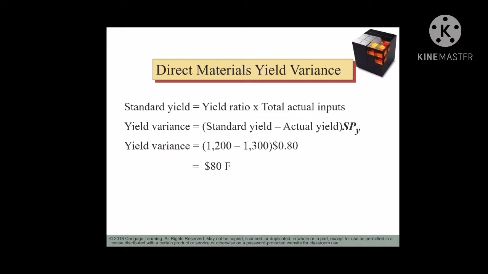Direct material yield variance. Standard yield equals the yield ratio times the total actual input. The yield ratio is the one I asked you to remember, 0.75. 0.75 times 1,600 gives the answer of 1,200. Then standard yield minus actual yield of 1,300, times the standard price for yield, $0.8.